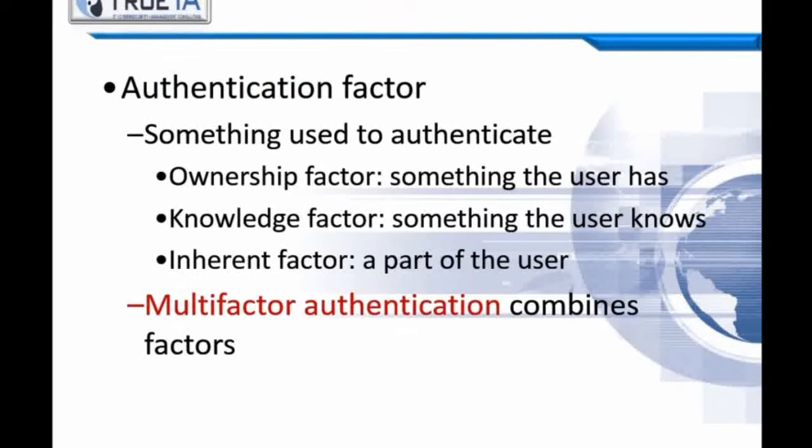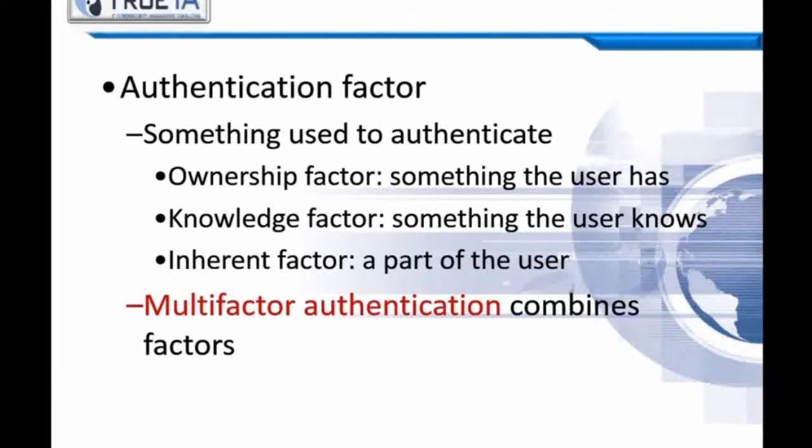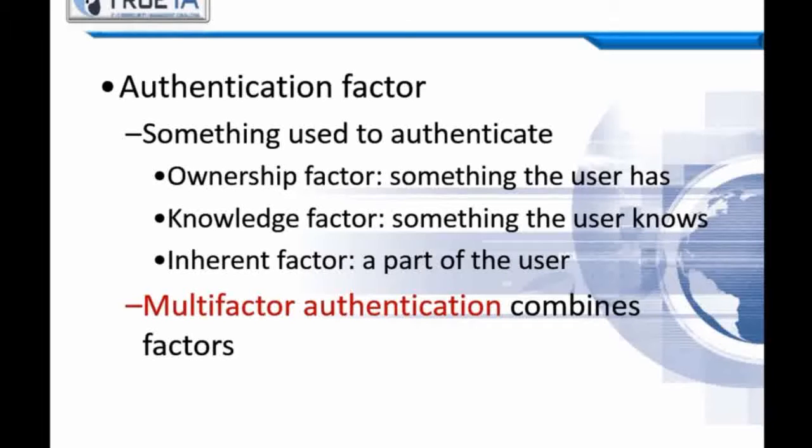When dealing with authentication, there are multiple factors. These factors are what users use to authenticate themselves to the system. It's either something a user has, something a user knows, or something a user is. We break these out and identify them as the ownership factor, the knowledge factor, or the inherent factor. The strongest type of authentication has widely been accepted as multi-factor authentication. This is simply combining two or more of the three factors.